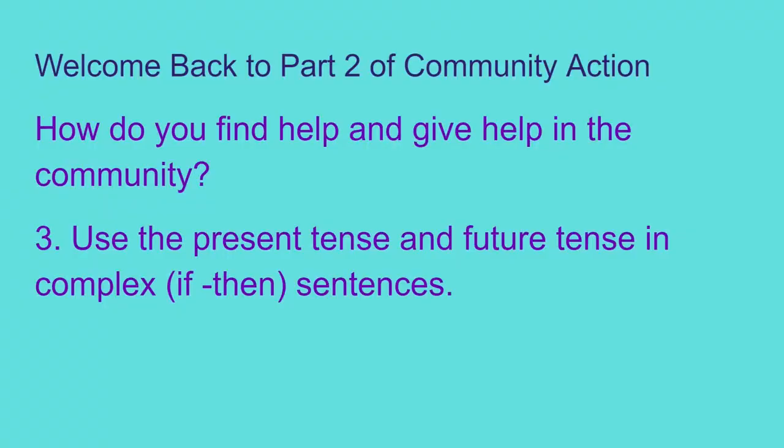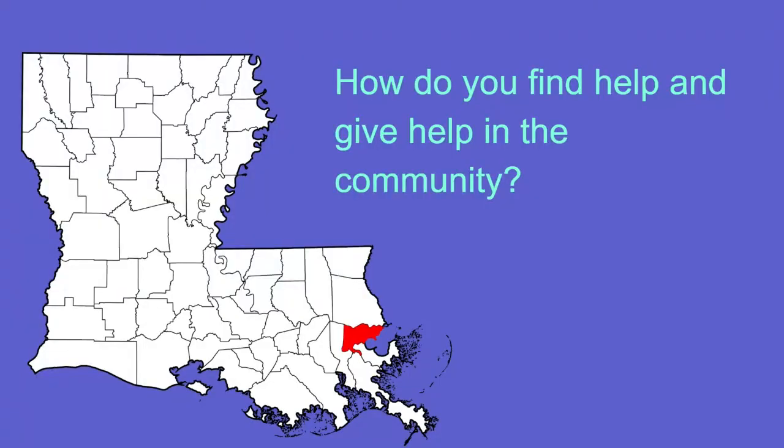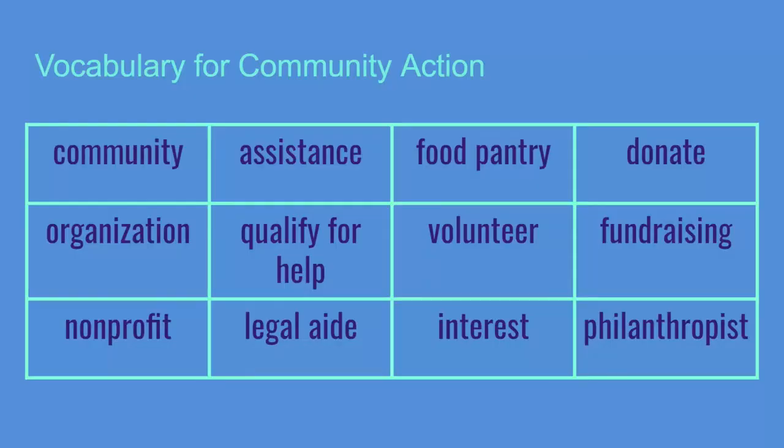This week's topic is community action. We're going to talk about how you find help and give help in the community. And you want to use the present tense and the future tense in complex sentences. So our community is here largely in Orleans Parish in Louisiana, and there is a lot of help that people give out in the community. And we're going to take an opportunity to practice our English and find out about some resources that are available.